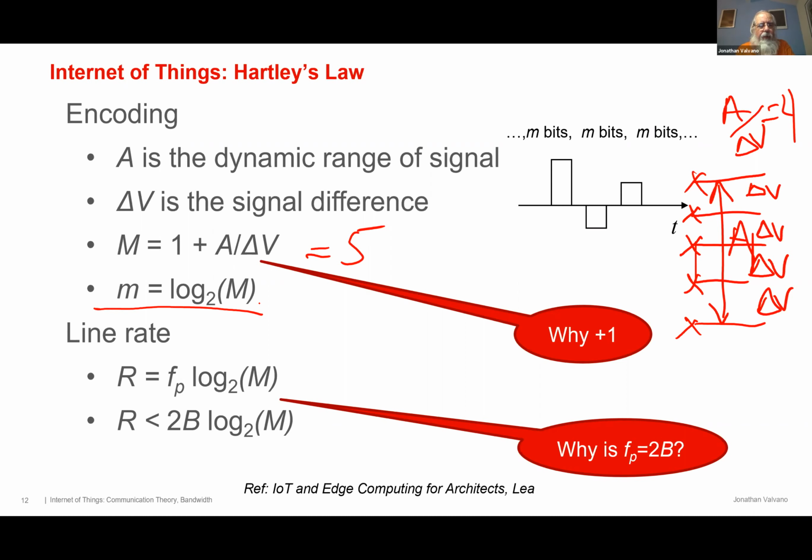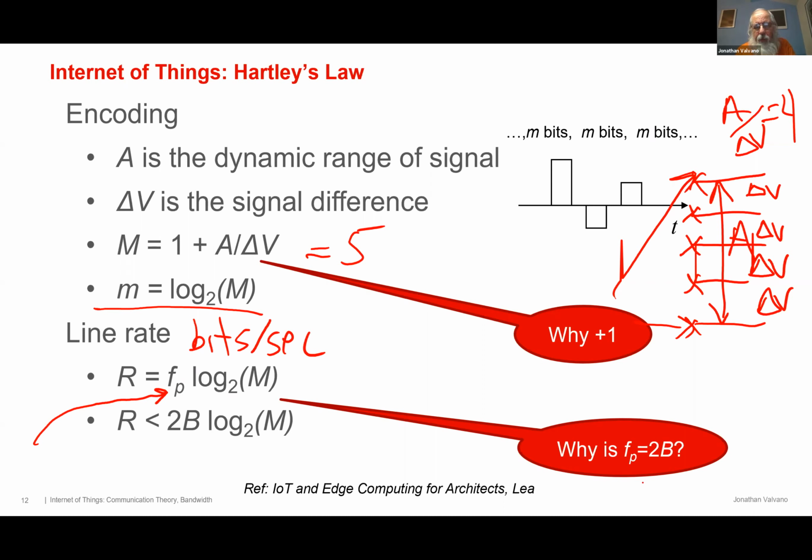Okay, so I already answered this question. Why is it +1? Because we have the bottom one and the top one. This is the actual line rate. Again, line rate is data rate. This is bits per second. And again, this is the pulse rate here, the number of symbols per second. And R is the data per second.